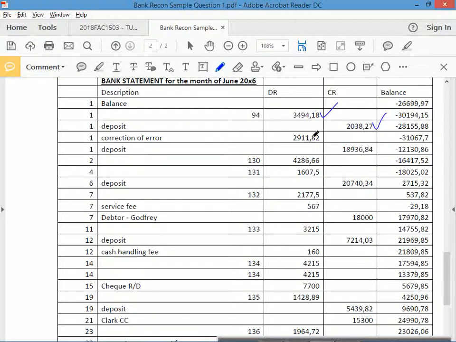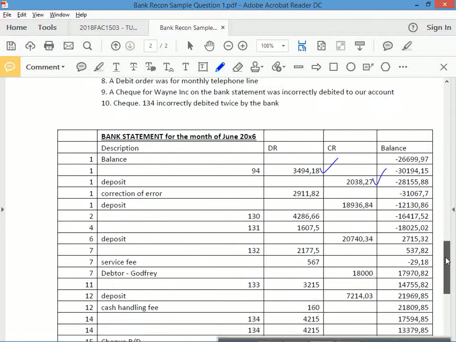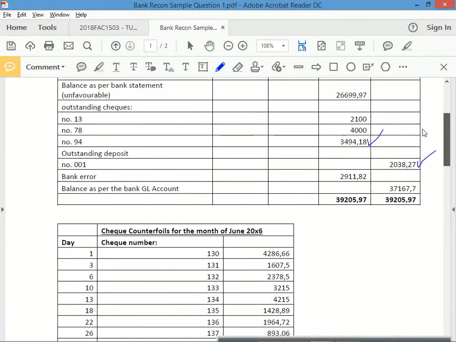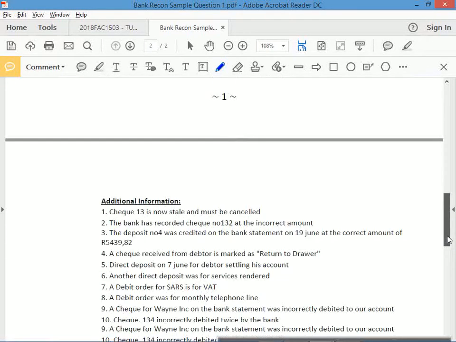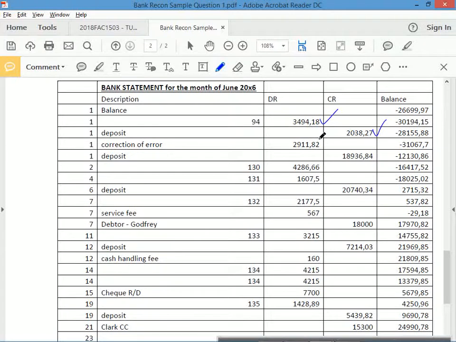Right, next, correction of an error. Okay, that's odd. That means a mistake must have taken place last month, right? So, correction of an error, let's look at our books. In our record, we knew there was an error. We raised an error in May, and the error was for 2911.28. Has the bank fixed the mistake? Yes, so now you can tick it.